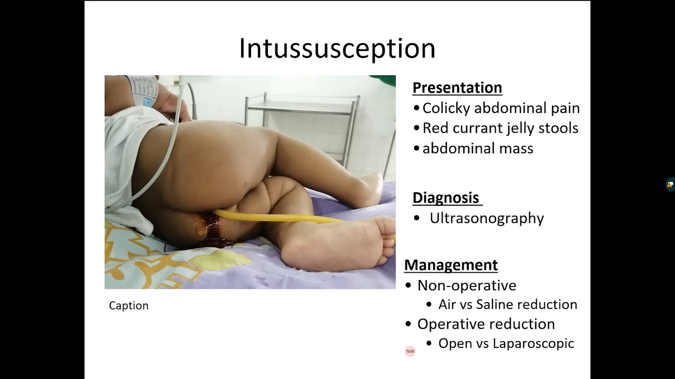For infants who fail the initial non-operative management or who have complications such as bowel perforation, will end up getting an operation for management of intussusception. Then again, the operative techniques can be open reduction of intussusception or a laparoscopic technique as well. Both are equally effective. However, the laparoscopic techniques have the added advantage of less pain, short hospital stay, etc.